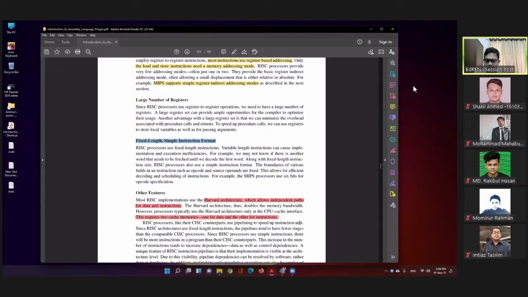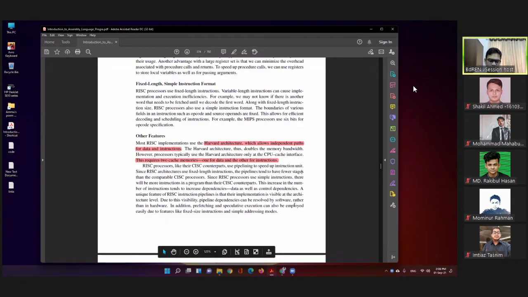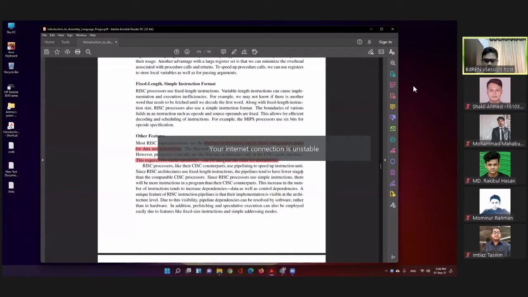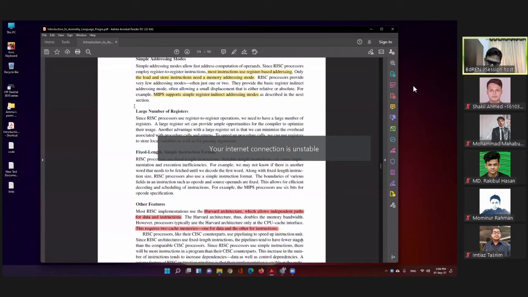And the sixth one is that they implement the Harvard architecture, where the data and the instruction are separately considered. And that's why they also have separate caches for the data and for the instruction. So these are the 6 common features we have in RISC type of processor.